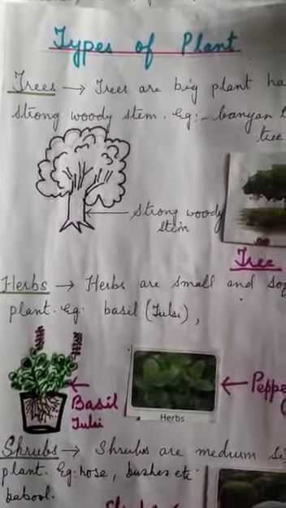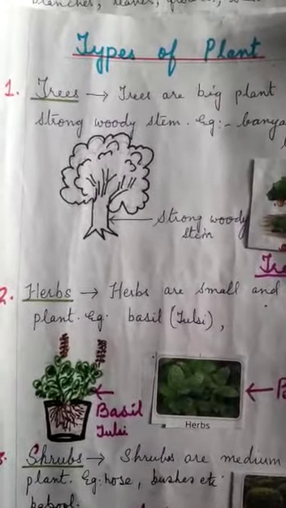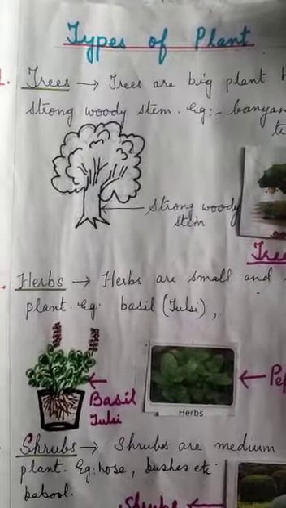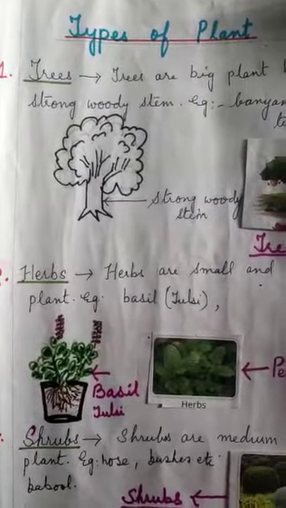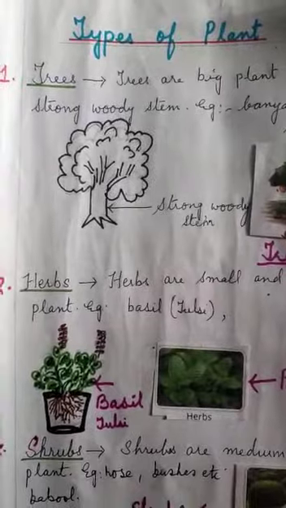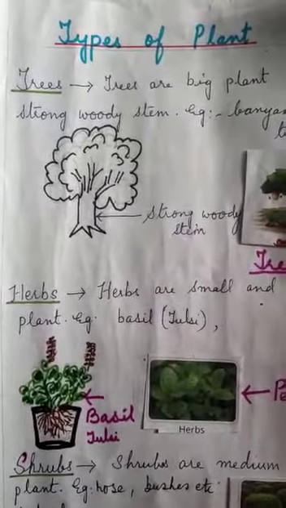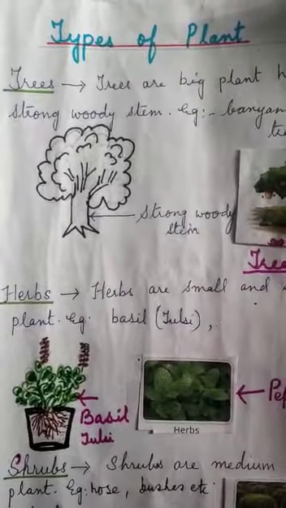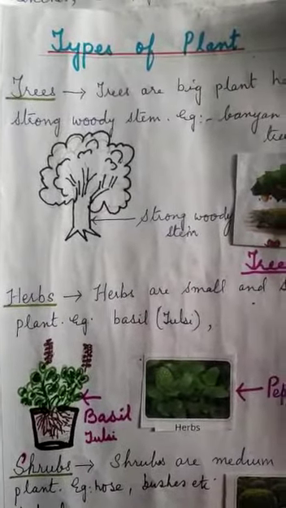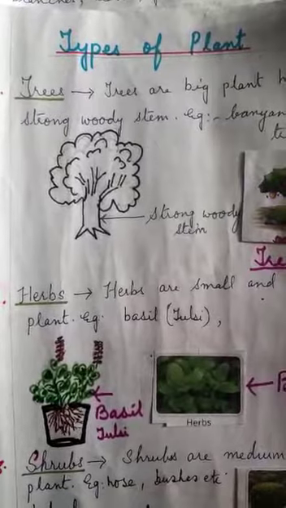So, let's start with the types of plants. Students, as you know, plants are great natural sources for the existence of life. And we are dependent on plants for our basic needs like food, shelter, and many other important plant products. There are many kinds of plants around us. Some are big, some are small, some are weak, and some are strong. So on the basis of size and type of stem, plants are of different types.